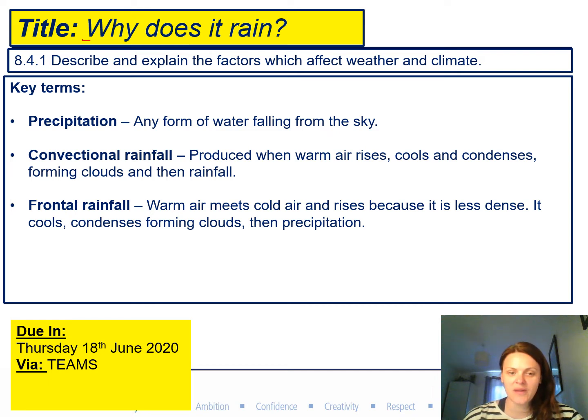Frontal rainfall. This is when warm air meets cold air and rises because it is less dense. It cools, condenses, forming clouds, then precipitation.